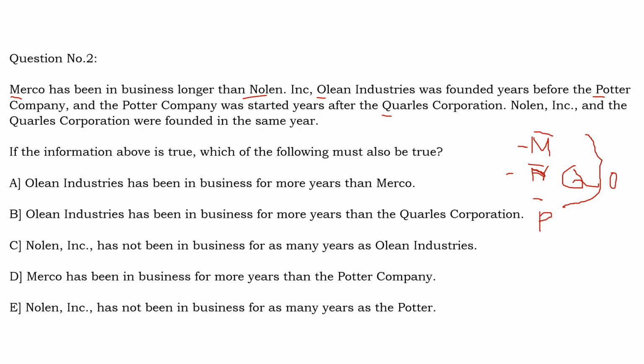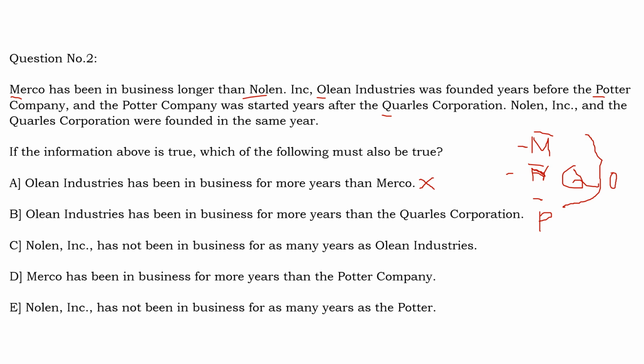That is the question. Option A says Olean Industries has been in business for more years than Merco, meaning Olean was founded before Merco. Is it necessary? Olean Industries could be here or here or here, which means it could have been founded after Merco. So this is not going to be true. Option B: Odin Industries has been in business for more years than Qualls Corporation. Anything connecting Odin Industries with Merco, Nolan, or Qualls, we cannot say, because it could be anywhere in between.